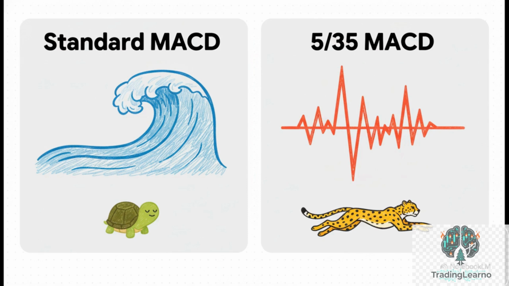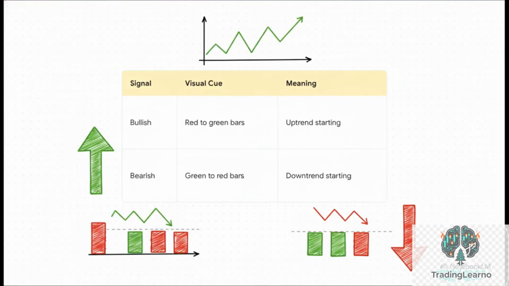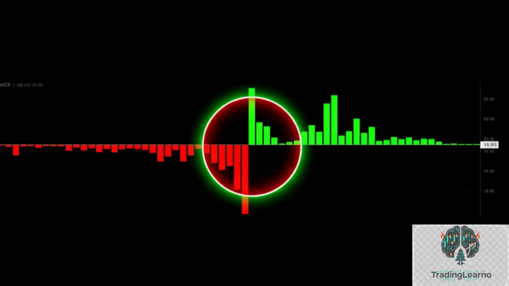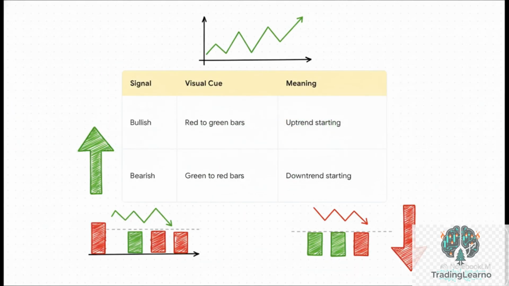All right, now for the fun part. Let's actually decode the 4 main signals this indicator is sending you. This is where we learn how to turn all those colored bars into real, actionable trading ideas. So, the most basic signal you'll see is the zero-line crossover. It's really simple. When the bars cross from below the line to above it, flipping from red to green, that's a hint that bullish momentum might be taking over.